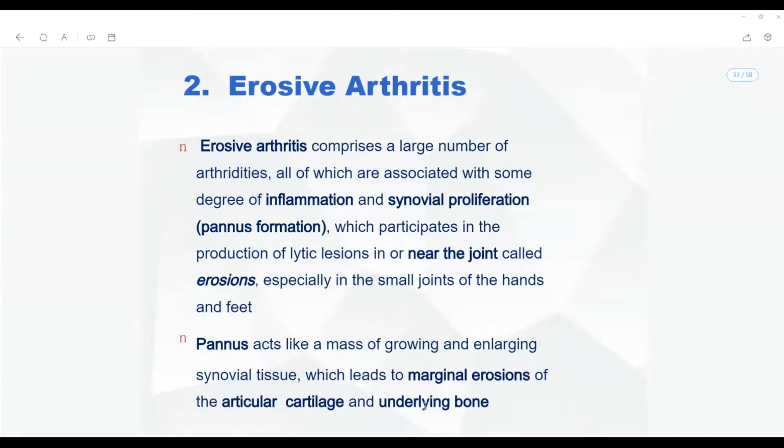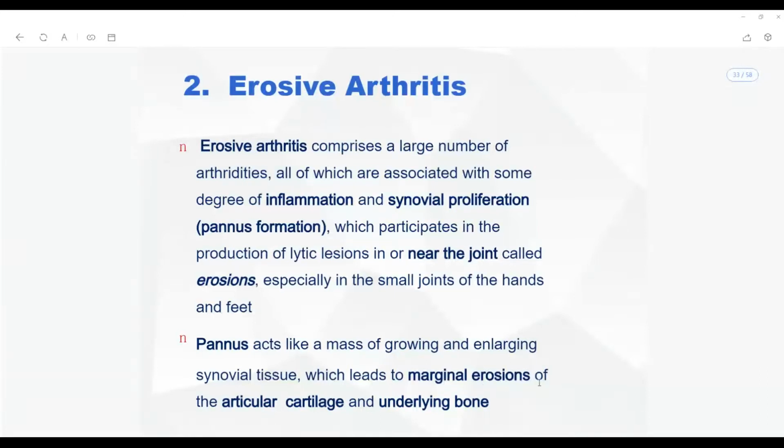Let's try to understand this. First, there will be some degree of inflammation. Then there will be synovial proliferation, which leads to pannus formation. These pannus are the growing or enlarging synovial tissues, which will eventually cause the marginal erosions of the articular cartilage. Is this point clear? Inflammation, then synovial proliferation, which causes growing and enlargement of the synovial tissue, which causes marginal erosions of the articular cartilage.